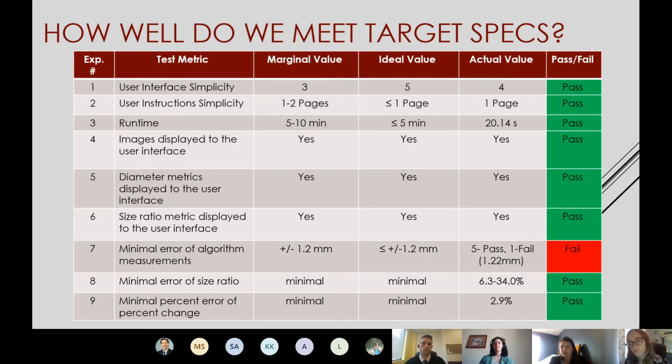However, one metric that is of great importance to note is the only 2.9% error that occurs when measuring the percent change between two aneurysms. This is important for monitoring the change of the size of an intracranial aneurysm over time, which is often what guides many clinical decisions.